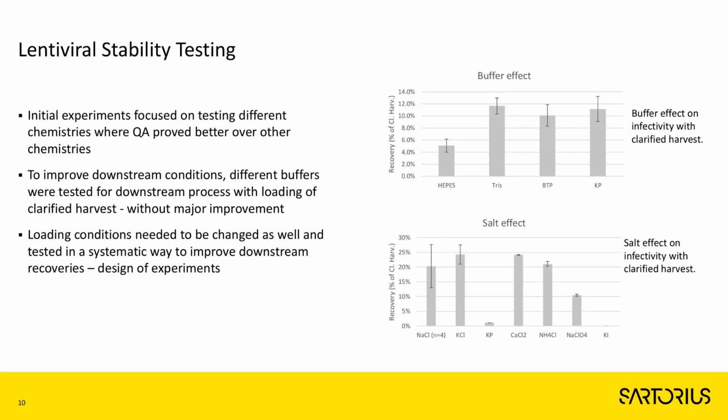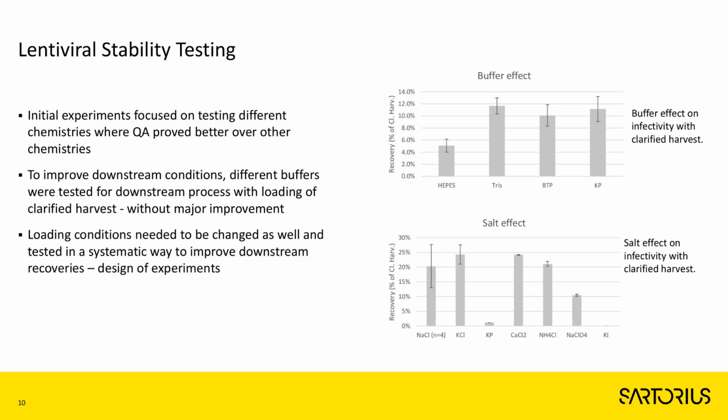And our goal was to basically see if we can tackle this challenge by using monoliths for the downstream purification of lentivirus. Our initial experiments were focused on testing different chemistries, where the QA proved better over other chemistries. And to try and improve the downstream conditions, we decided to try and optimize buffers for the downstream process with the loading of clarified harvest.